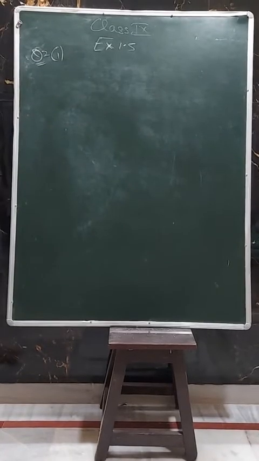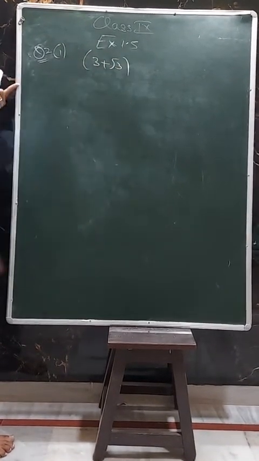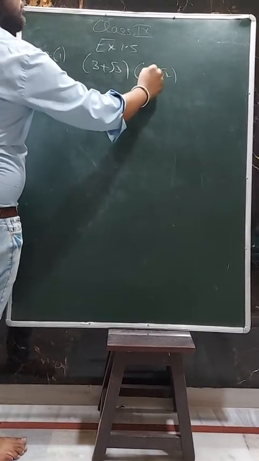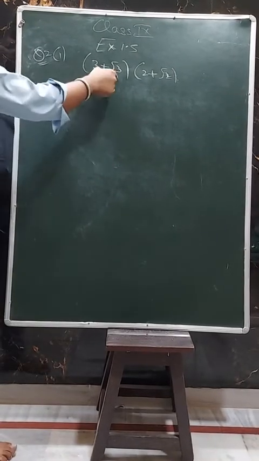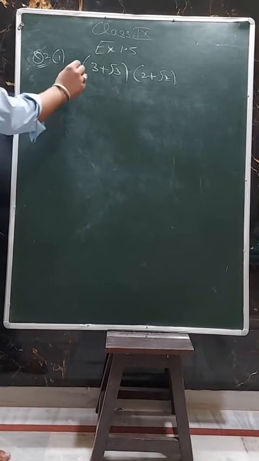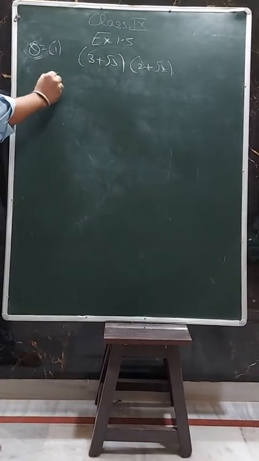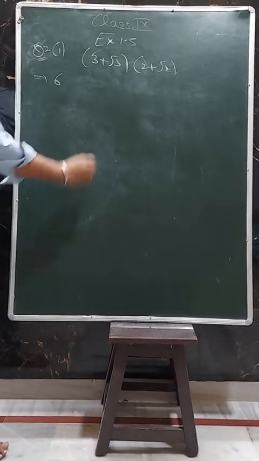First part, 3 plus root 3 and 2 plus root 2. See that identity, root a plus root b, root c plus root d. Simply we have to do multiplication. 3 multiplied by 2, it is what? 6. Okay. Then 3 multiplied by root 2, it is 3 root 2.